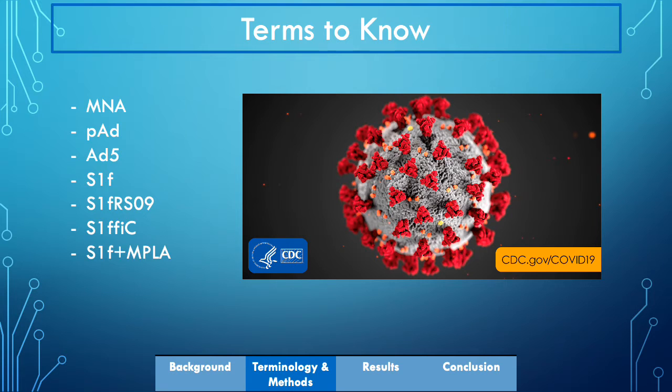There's the pAd, that is just a shuttle vector. Then you have the Ad5, and this is a replication-defective adenovirus. It's used for some positive control, and it's seen later in some slides here. I'll go over it a little more.